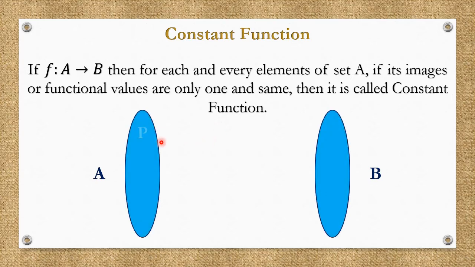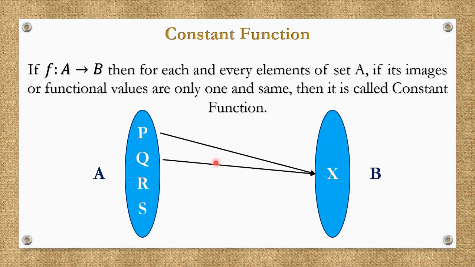Let's take an example once again. If you remember, I also gave this example in my very first tutorial, where P, Q, R, S are the subordinates of X. So if our relationship here is superior-subordinate, then if we take P, we get the same superior. For Q, we get the same. R and S, for all of these four subordinates, we get the same superior. So each of the values of the domain has the same functional value, that is X. So we call it constant function.